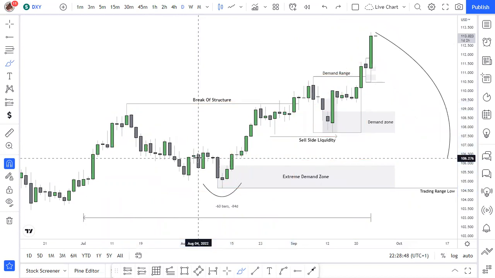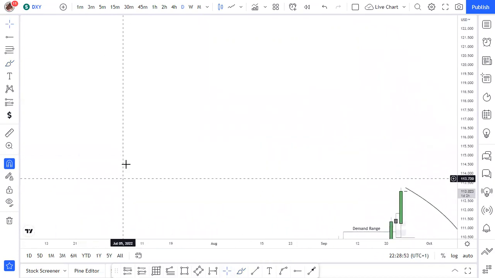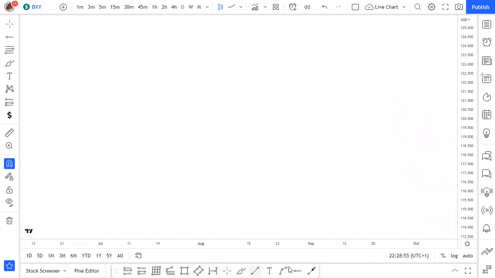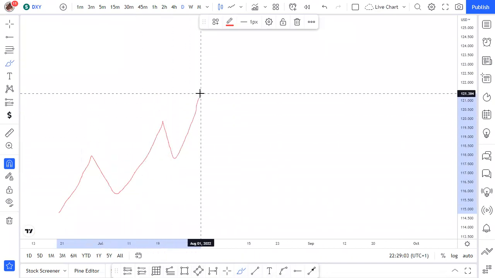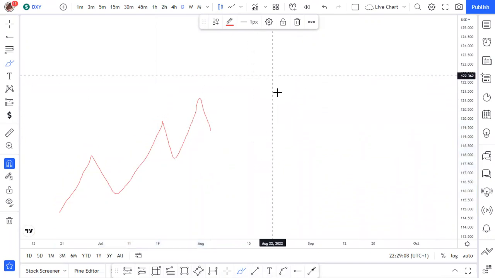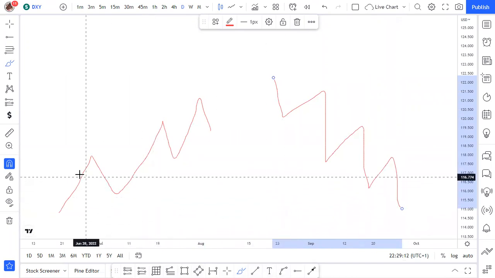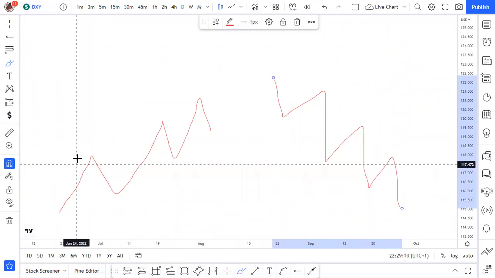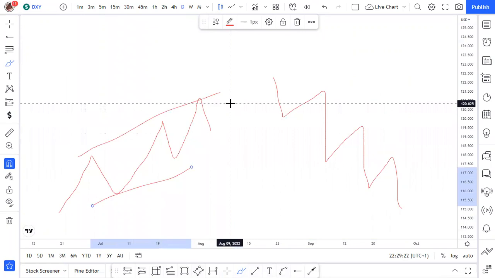On the daily time frame, we know that when we say we have bullish market structure, we are talking about price making higher highs and higher lows. And when we talk about bearish market structure, we are referring to price making lower lows and lower highs. So the dollar index at the moment is bullish, because we are making higher highs and higher lows.